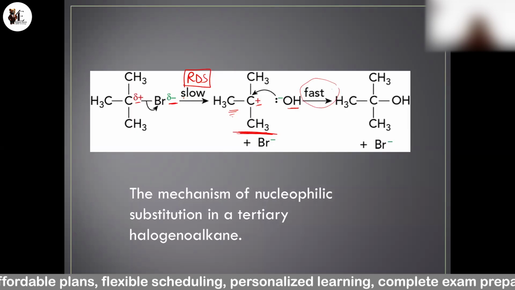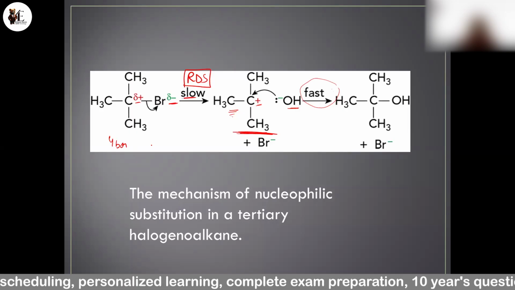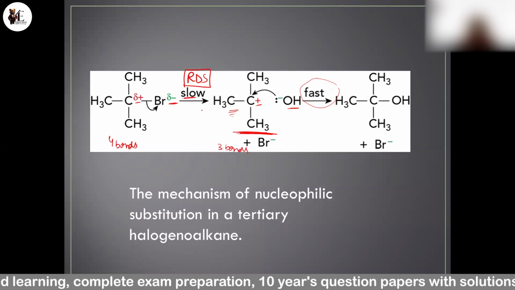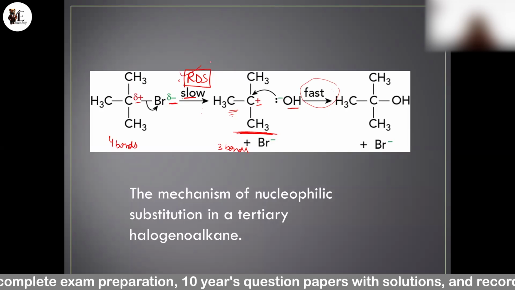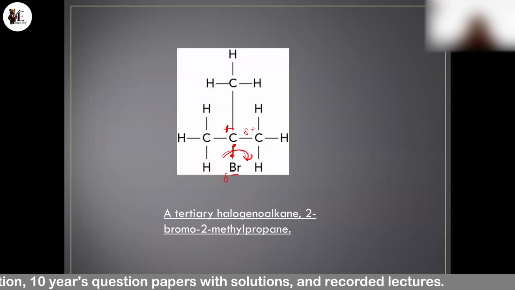And why is this step a slow reaction? Because here carbon is having 4 bonds, it is stable, but here carbon is having only 3 bonds, it is unstable. So that's why this reaction is slow, which is the rate determining step of this reaction. Clear? So write it down.